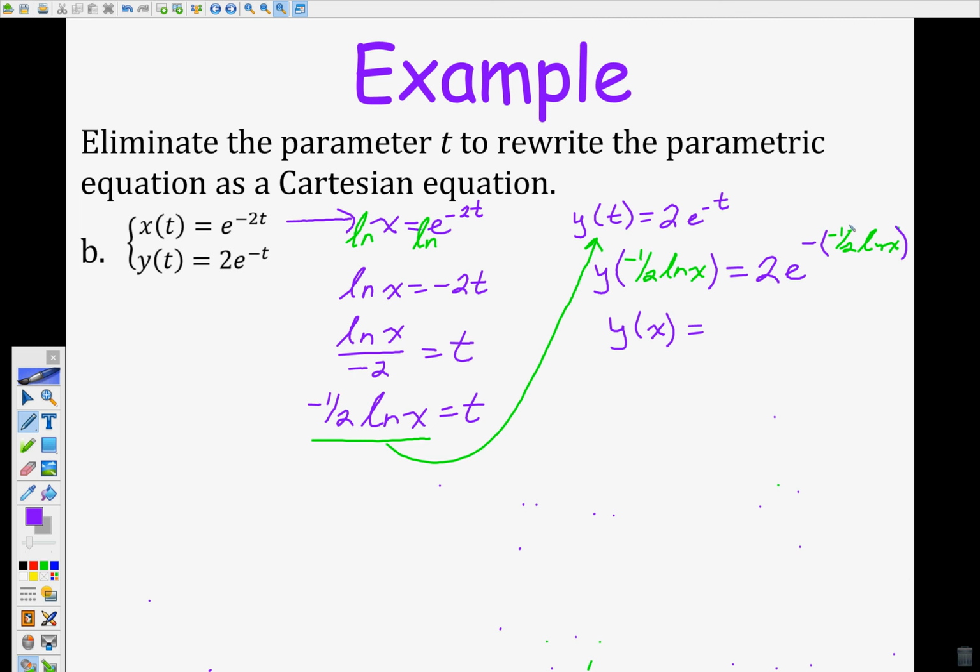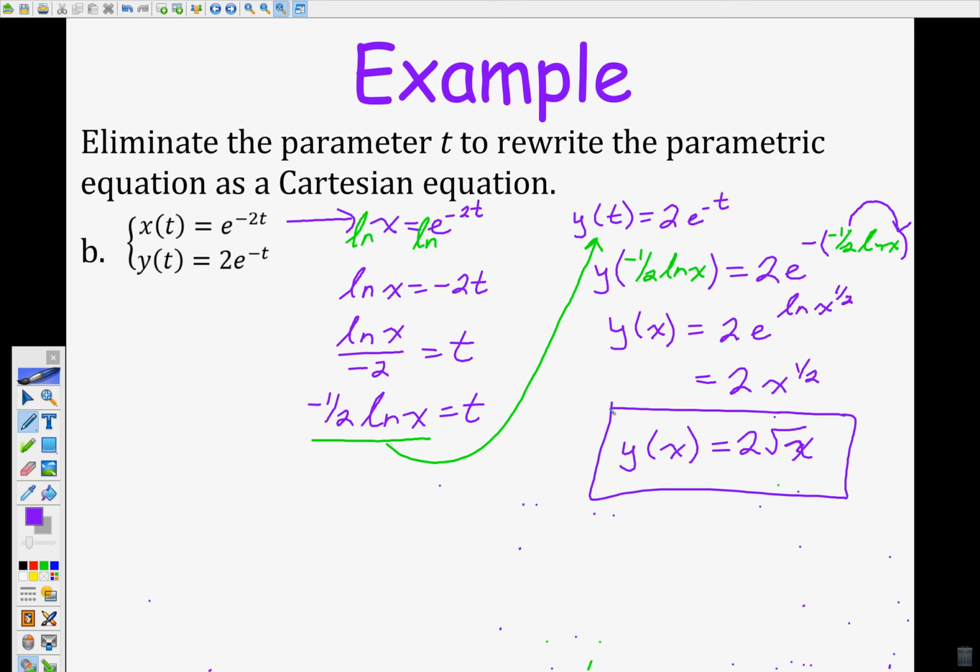And remember our rules, we can take what's multiplied up in front and turn it into an exponent. So I have 2e to the natural log of x to the 1/2 power. And remember what happens with e and natural log? They undo each other. So that leaves me with 2x to the 1/2. And we know that x to the 1/2 is the same thing as the square root of x. So that leaves me with 2 square root of x. And that is my final answer.